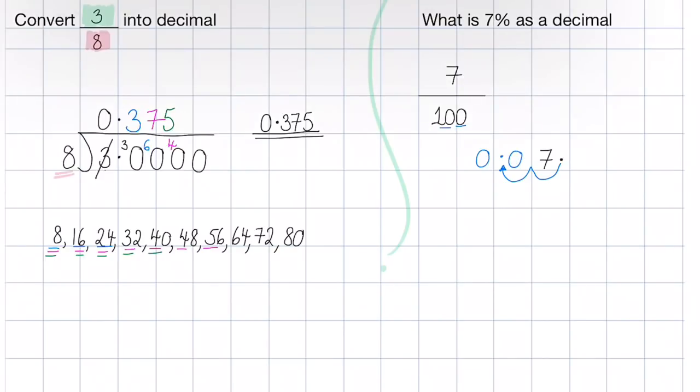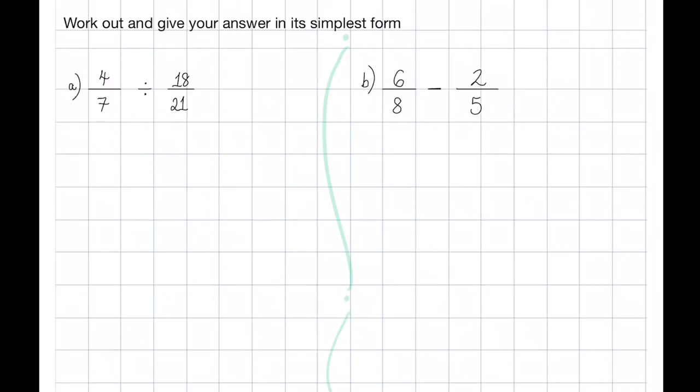Therefore 7% as a decimal will just be 0.07. Of course, if you want to use the bus stop method and that's your preference, you're welcome to do that as well. You'll get the same answer. So the next one is fractions, and we have work out and give your answer in its simplest form. You've got a part A and a part B there. So for the first part, it's 4/7 divided by 18 over 21.